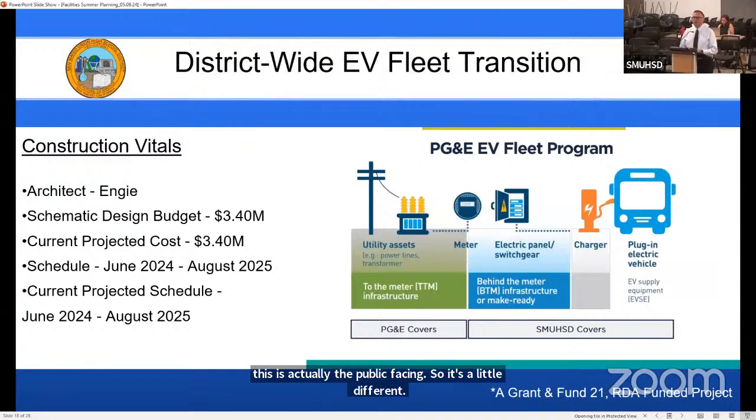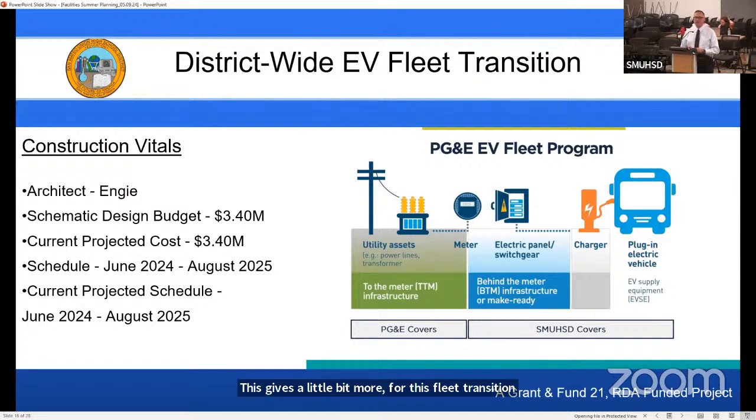This gives a little bit more for the fleet transition from NG, and our budget here is 3.40 million. Current projected cost is 3.4. Our schedule is from June 2024 through August of 2025. And this just gives us a little bit of what the infrastructure is in place, what PG&E covers. We've partnered with the district in covering the switchgear and San Mateo's. And we did get some gap funding from Peninsula Clean Energy that'll help us with our chargers. That's about $100,000 for our fleet transition. So cost savings for the district there.